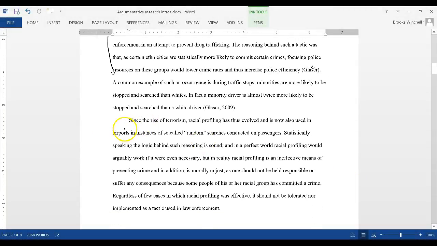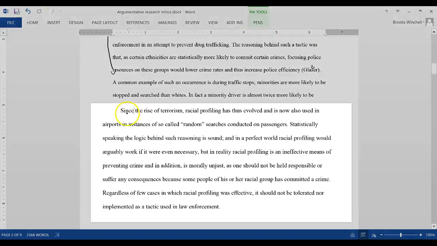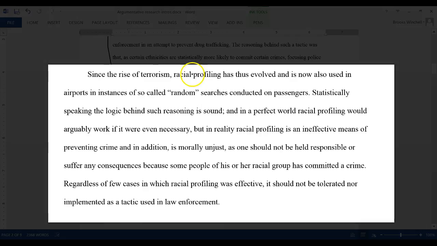But the introduction's not done there. He has a second paragraph in his introduction that starts here. Since the rise of terrorism, racial profiling has thus evolved and is now used in airports in instances of so-called random searches conducted on passengers. So here he's talking about the current state of racial profiling to show us the controversy.